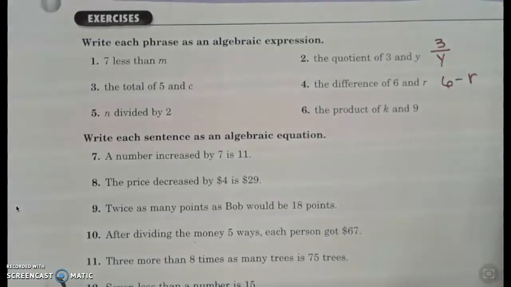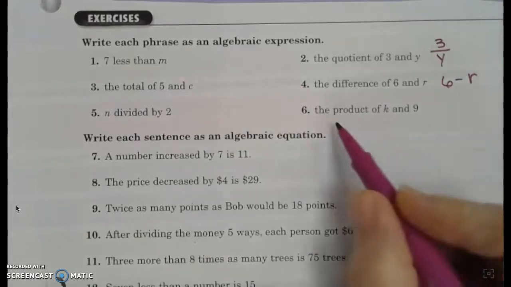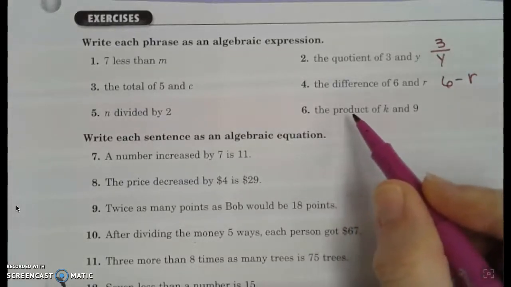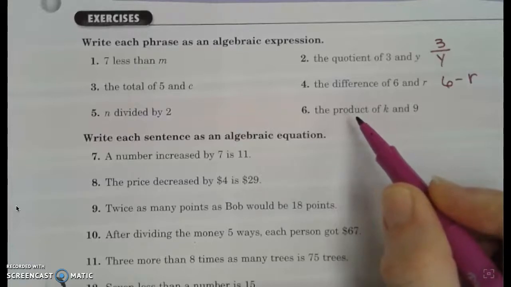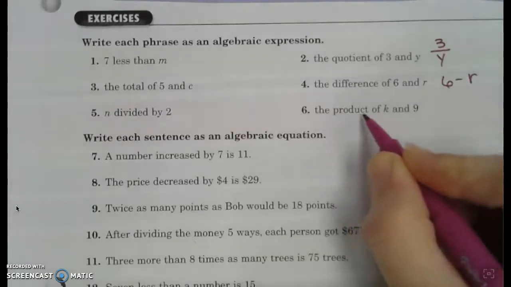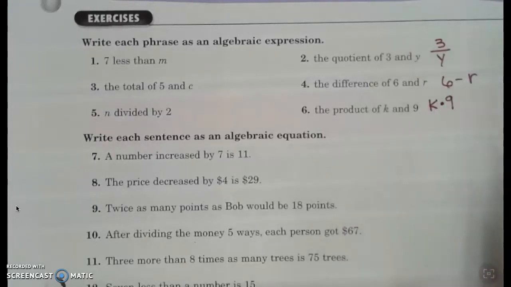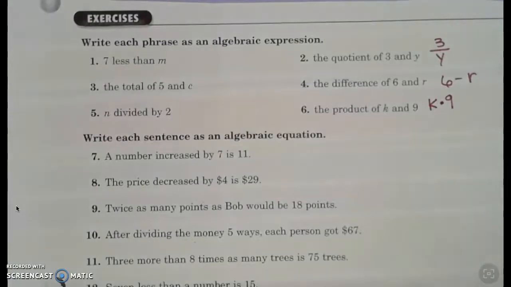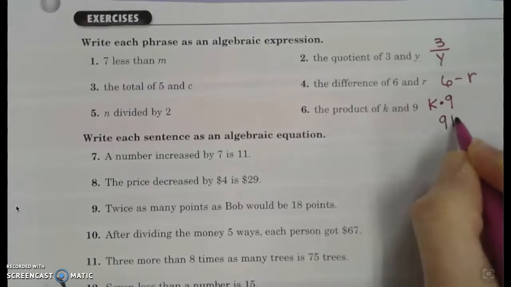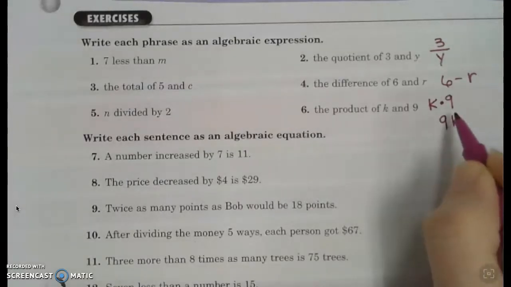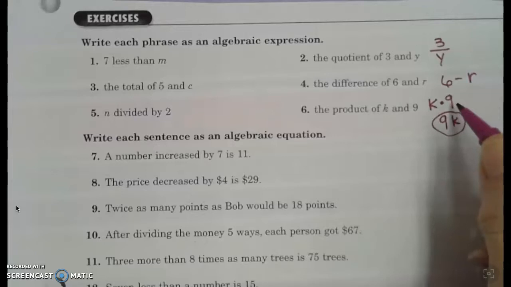Now these are going to be expressions because there is no equal sign. This says product. Remember we said product means multiply. So the way it's written, it says the product of k and 9. So it really says k times 9. Well, the way we started writing equations and expressions, that looks kind of funny. So it looks better to write it this way. Most of the time you're going to see it this way. This is correct, but this is what you're going to mainly see. So you just need to be aware that both of those are fine.